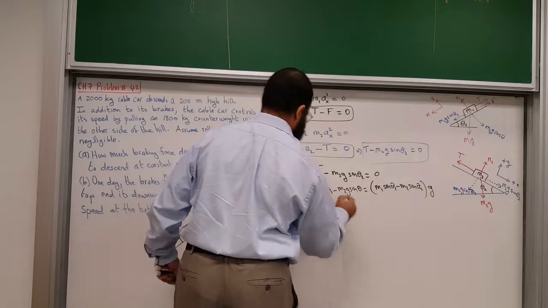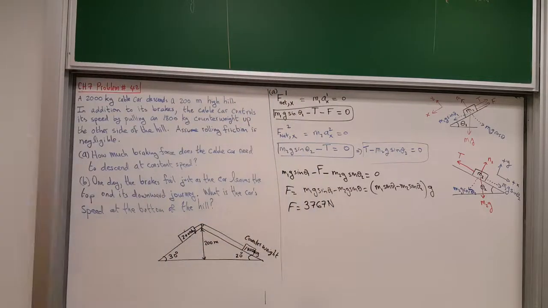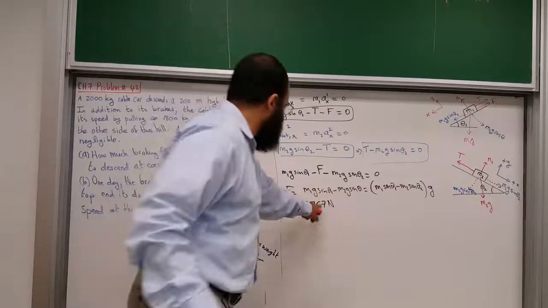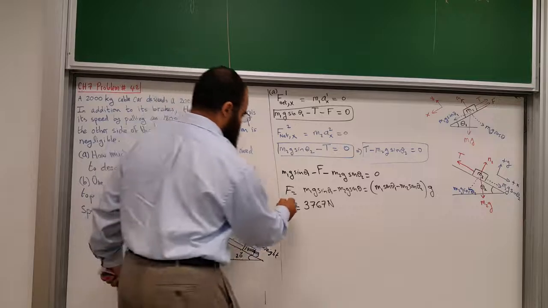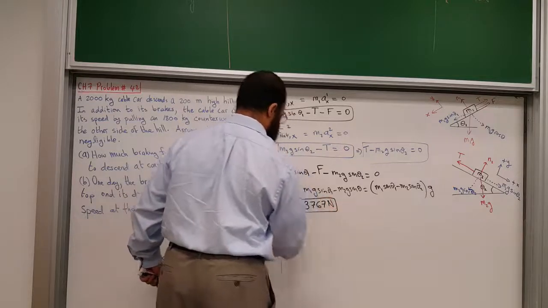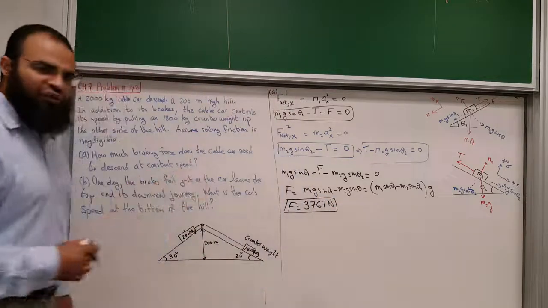3,767 newtons. I just said the number and I forget what the calculator said. 3,767 looks good. Let me just check the solution to make sure they have the same thing. Yeah, they have 3,700 and they rounded 3,770 newtons. Good. So we have the correct answer. We're done with that one.